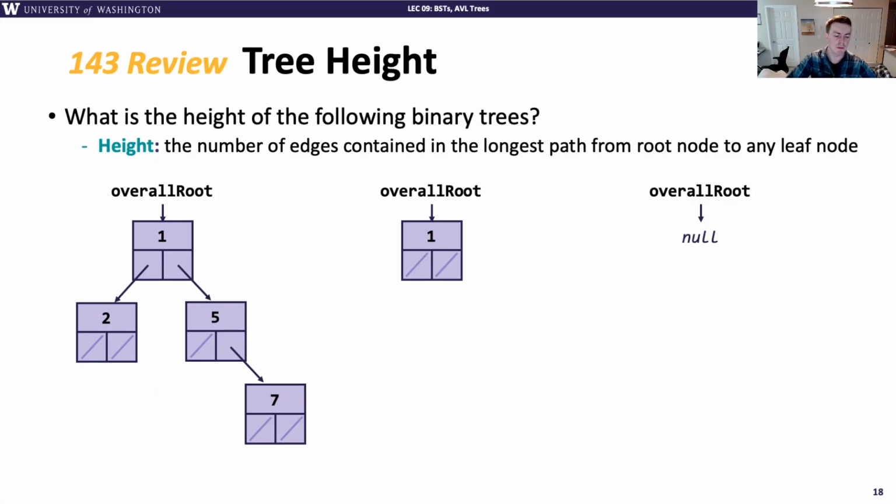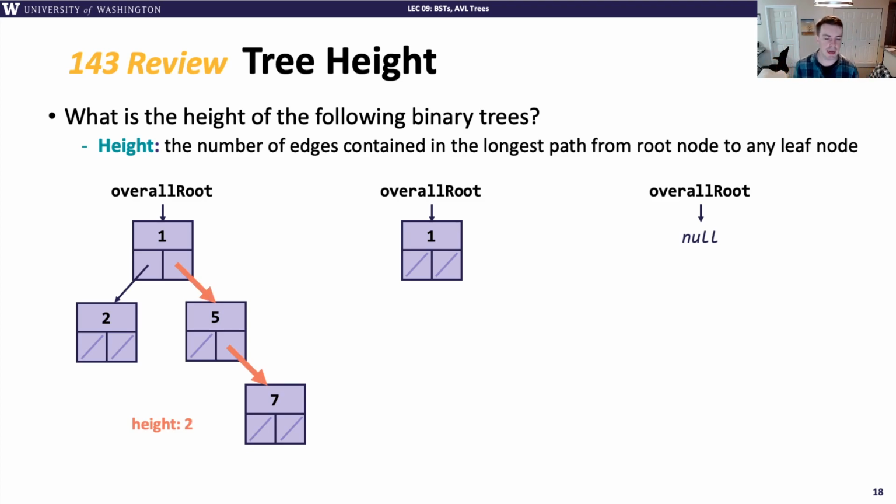Let's do some examples of computing the heights of some trees. Let's start with this tree on the left. The height is the number of edges contained in the longest path from the root node to any leaf node. There are usually multiple leaf nodes in a tree, and so the height is just going to be the longest path from root to leaf. In this case, the one on the left, there are 2 edges you have to take to get down to that leaf node, so its height is 2.